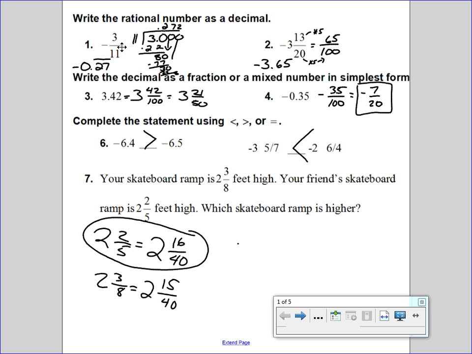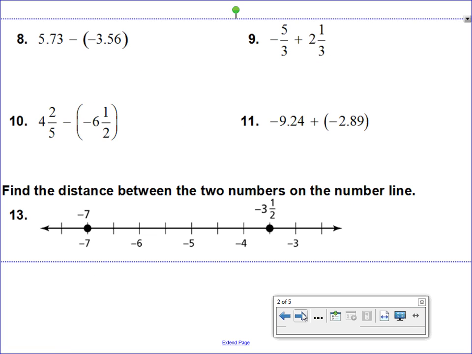Let's start working on problem number 8, please. I'm going to give you about 10 minutes for the next one. Number 8 through about 13.